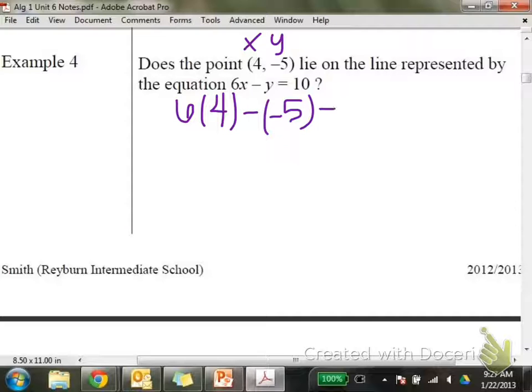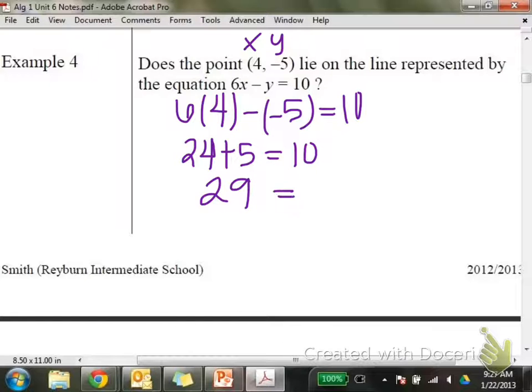Equals 10. Okay, so what is 6 times 4, guys? 24. Minus negative 5 turns into positive 5. And 24 plus 5 gives me 29. So I get 29 equals 10. Is that true or false? That's totally false. 29 does not equal 10. So is the point a solution? No.